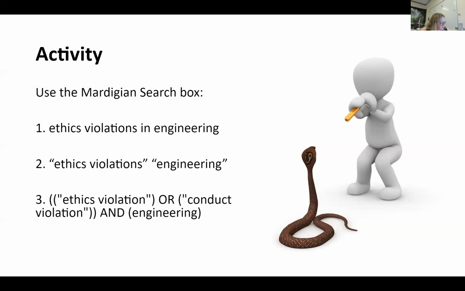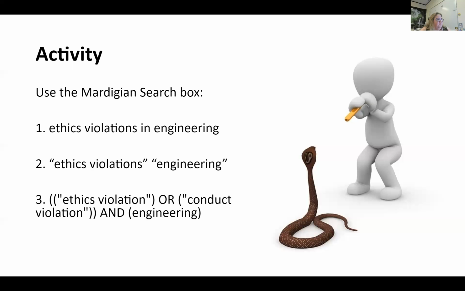Our Mardigian search uses Boolean operators, just like many of our databases do, which means you can add those ORs and ANDs and it knows what that means. Another benefit is that you can nest things. So if you look at number 3 there, you want either ethics violations or conduct violations, but it also has to have the word engineering. The nested parentheses there help with that.